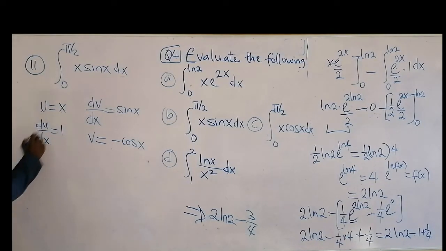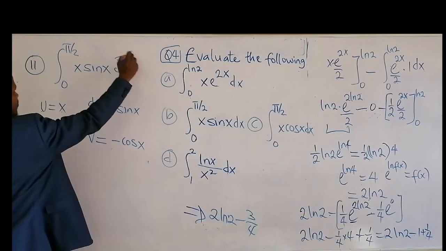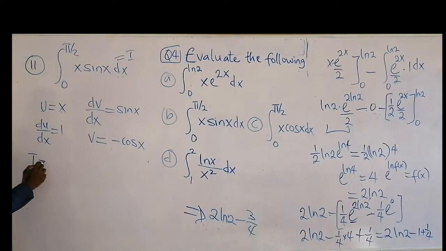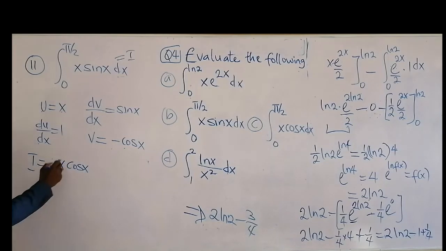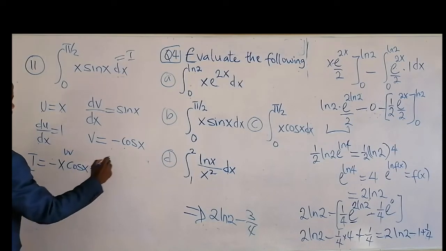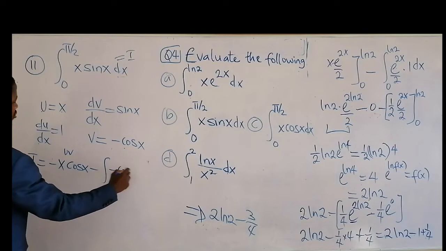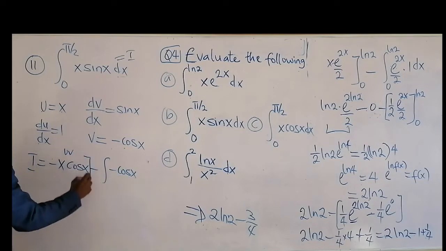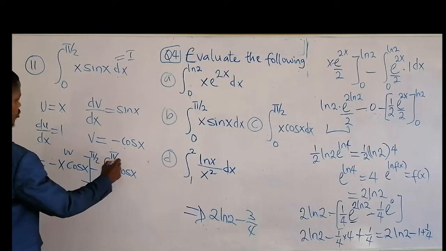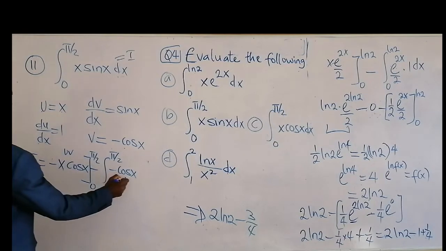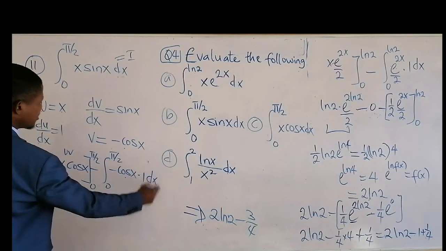So let's call this question I. So I is equal to uv. My u is x, my v is minus cos x. That's uv, then minus the integral of v, which is minus cos x. Don't forget to put your upper and lower boundary here, pi over 2 and 0. Then the u dx is 1, and then dx.